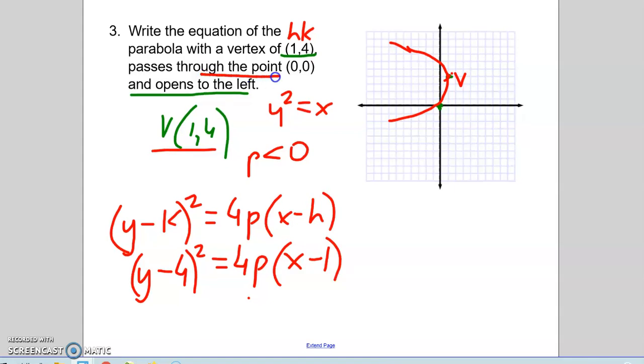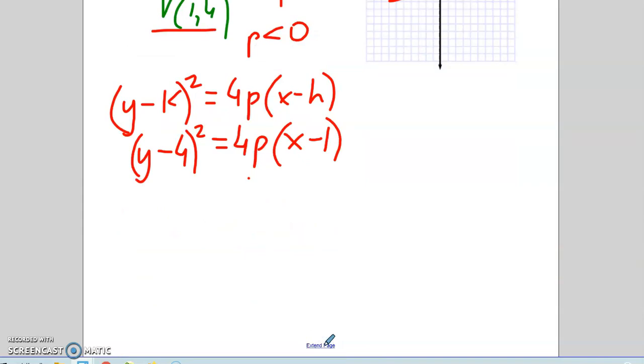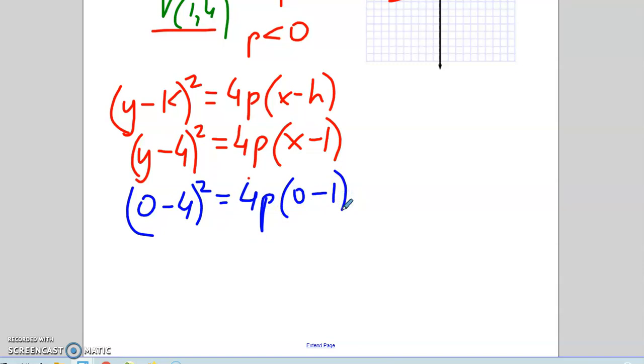But we do know it passes through this point, 0, 0. So what we can do to figure out what p is is put in the values 0, 0 into this and solve for p. So let's do that. 0 minus 4 squared is equal to 4p times 0 minus 1. So that's negative 4 squared, which is 16, is equal to negative 4p times negative 1, and that's negative 4p, so I can divide both sides by negative 4, so I end up with negative 4 is equal to p.